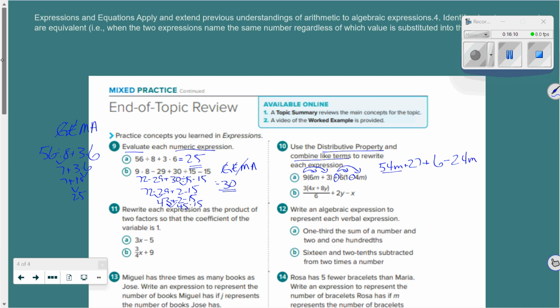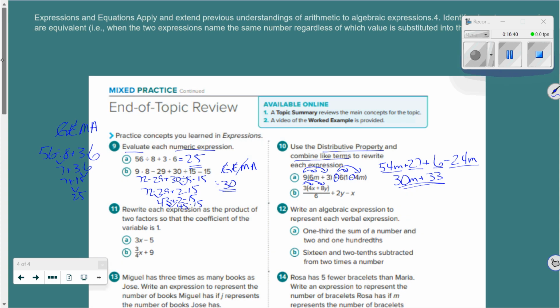So I want to find the ones that are the same. So I'm going to take 54m minus 24m, because we usually do our variable pieces first. Gives me 30m. Then I have constants of 27 and 6. I'm adding those, gives me plus 33. That is your answer. I can't go any simpler than that. If I have a variable that is different than a constant, those are not like terms, so I can't combine them. This one gets a little more complex because I've got a distributive on top.